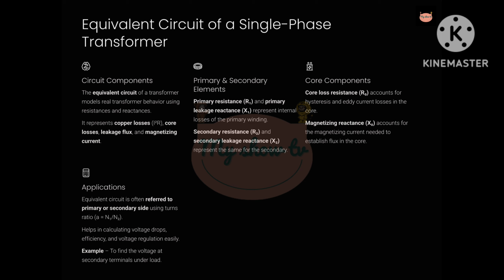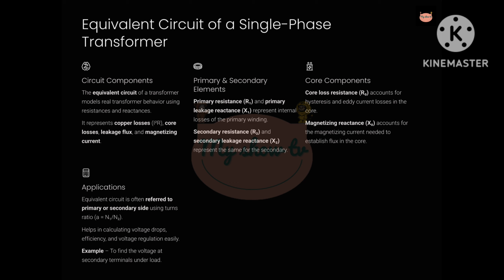Core loss resistance, R0, this accounts for eddy current and hysteresis losses. These are losses that happen inside the core due to alternating flux. Magnetizing reactance, Xm, this accounts for the magnetizing current needed to create flux in the core.